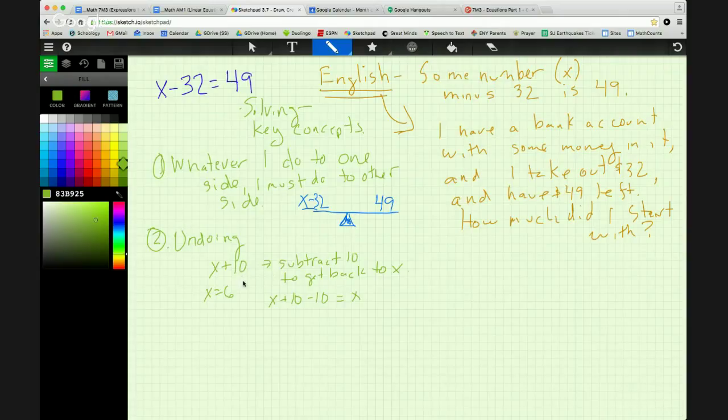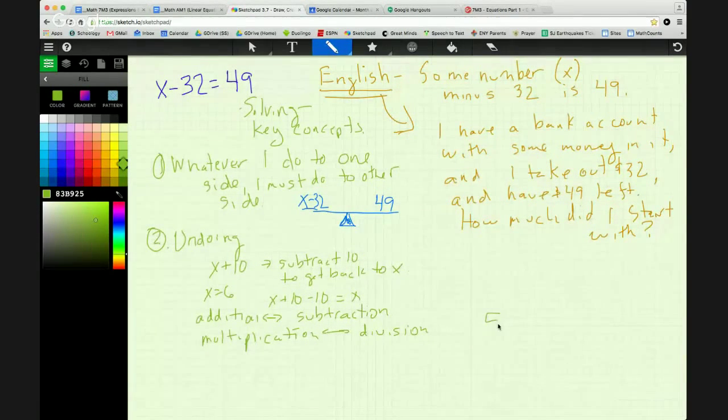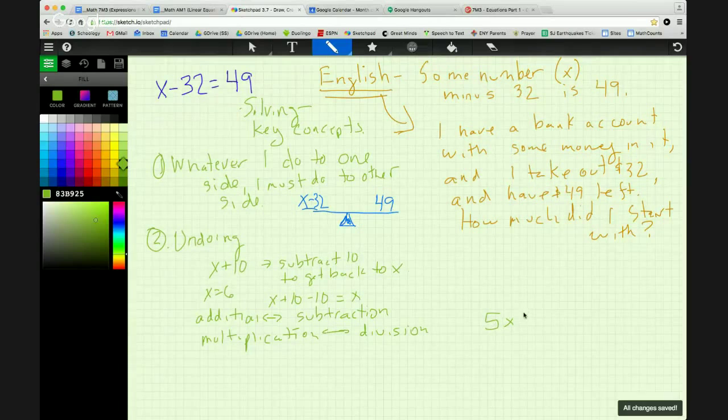So if I take x plus 10 and then subtract 10, I get back to my x. The way that we undo addition is with subtraction, and subtraction is undone with addition. Similarly, multiplication is undone with division, and division is undone with multiplication. So let's look at the multiplication and division examples. If I say 5 times x, the way I undo it is I divide by 5.